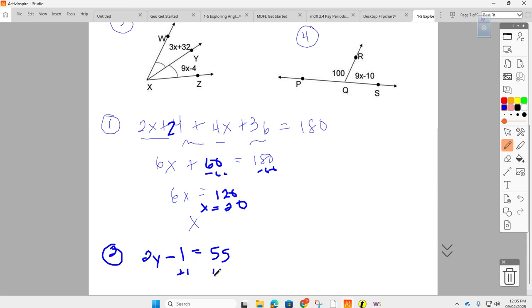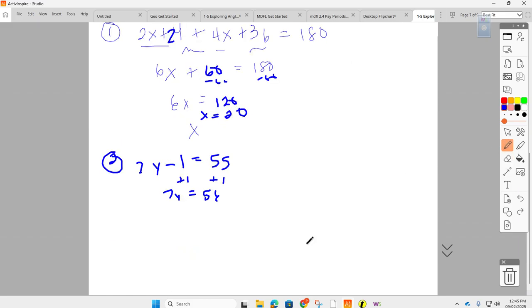Add 1 to both sides. We know that 7y equals, not 2y, I can't read my own handwriting, is it 7y? Yeah. Thank you, guys. 7y equals 56. Getting into too big of a hurry. Divide both sides by 7, and y equals 8.